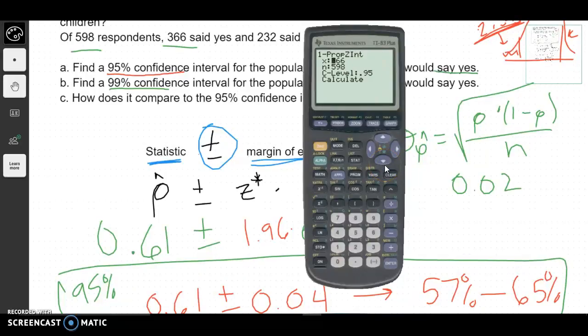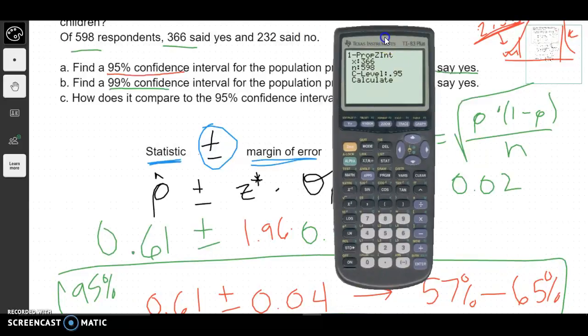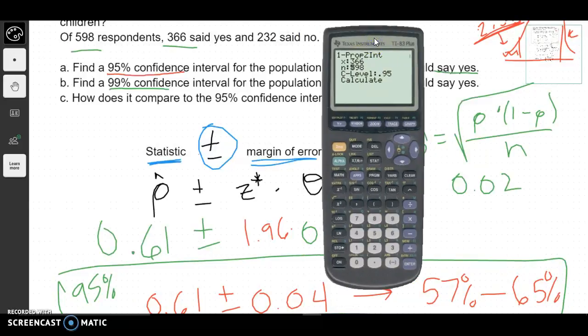Click on proportion. Now we're going to put our success, which is our x. Our success for this one was 366. The number of trials we had was 598. And our confidence level we wanted the first time was 95%. Let's see if it calculates it correctly. Oh, and look at that. 57% through 65%. We got the exact same thing.